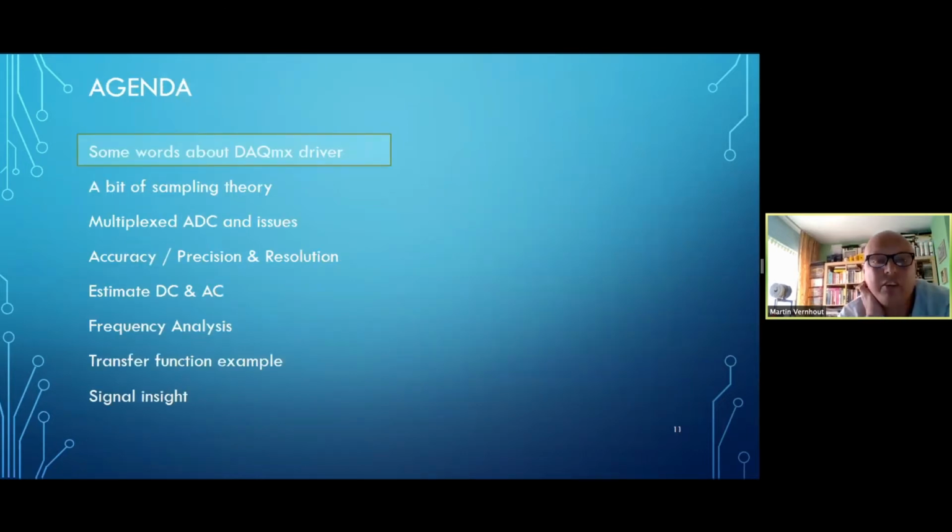All right, the agenda for today. It will be a collection of topics. I have some words about the DAQmx driver because this session will not be about DAQmx, but it will definitely use DAQmx. We do a bit of sampling theory, multiplexed ADC, accuracy, precision, and resolution, and then some examples which go through the process of which mistakes can you make, how can you make it better: DC and AC estimation, frequency analysis, transfer function as a large example. We spend most of the time in there, and Signal Insight.